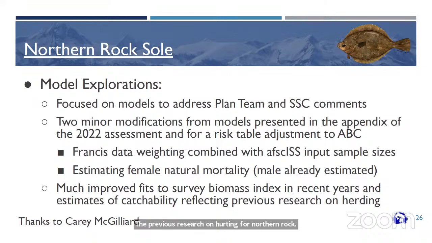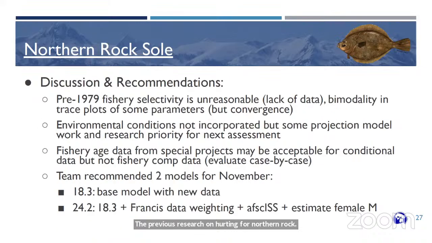Next slide. So the team discussed the pre-1979 fishery selectivity, and that it seemed sort of unreasonable, but that was likely due to the lack of data or aging procedures that may have changed over time. There's some bimodality in some parameters. That was also noted in the trace plots, but this was consistent across chains. So that was indicating that parameters were exchangeable and that the model had converged.